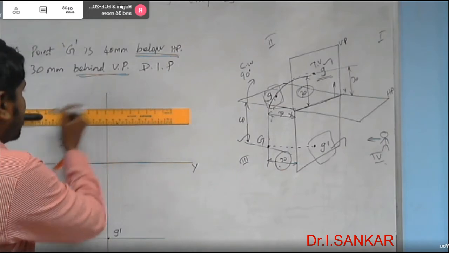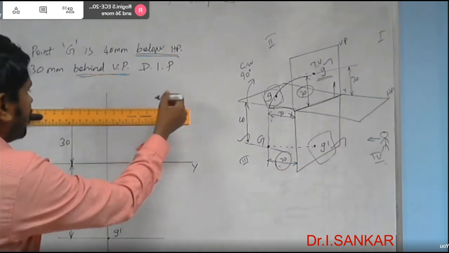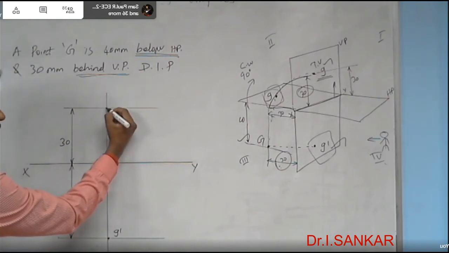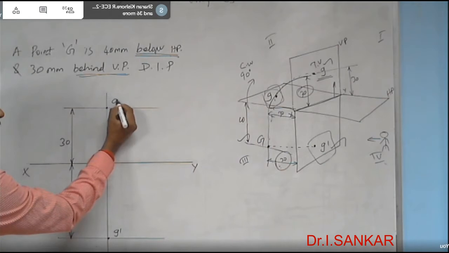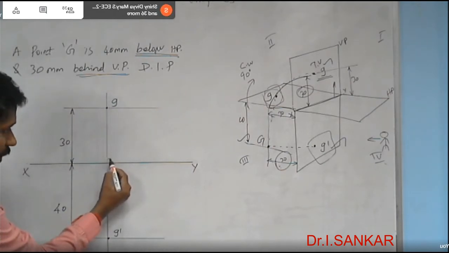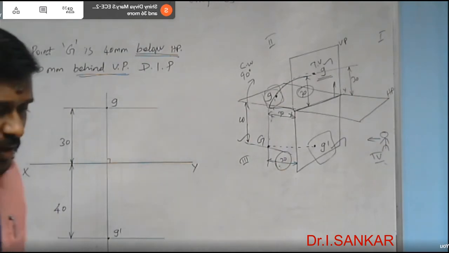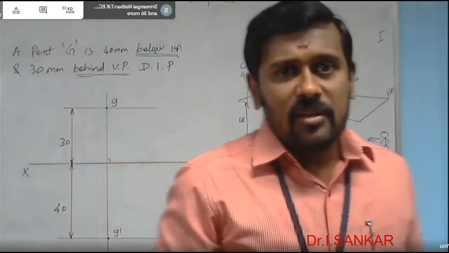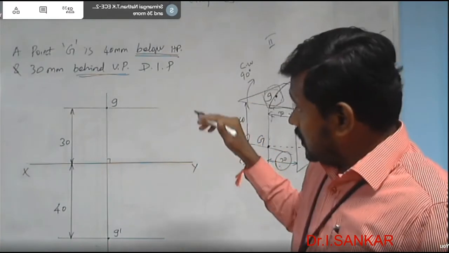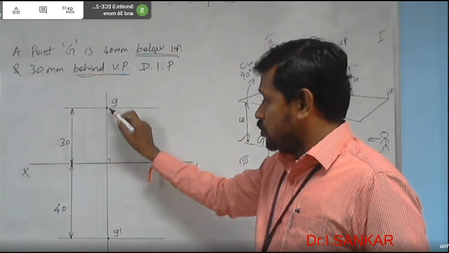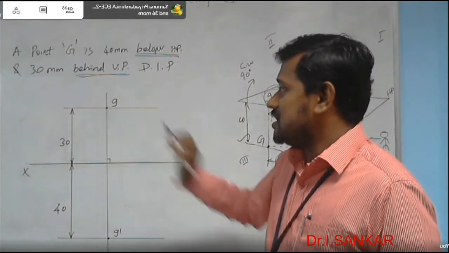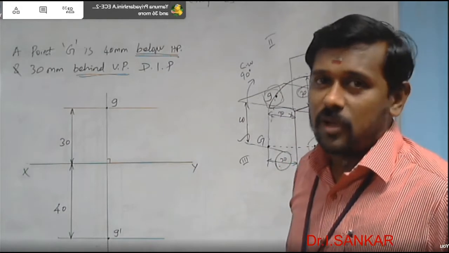That's very important. You should not mark the top view somewhere else. Strictly, your front and top views should be connected with a projector line which is perpendicular to the XY line. In any question, if it is said to be a projector, it should be perpendicular to the XY line, and your front and top views should lie on the same projector. Okay, G dash and G. So this is nothing but the answer for this question.